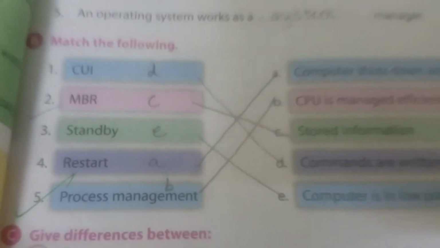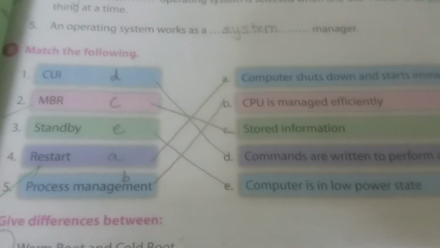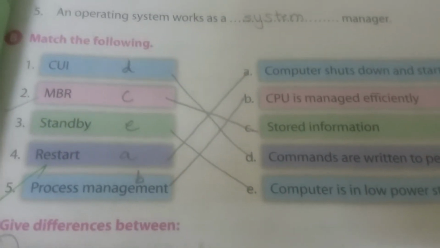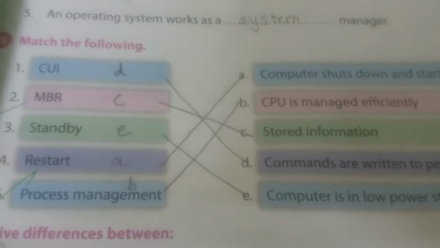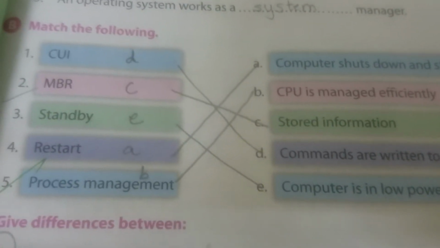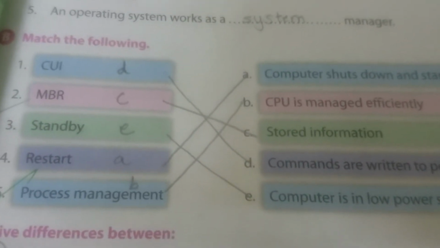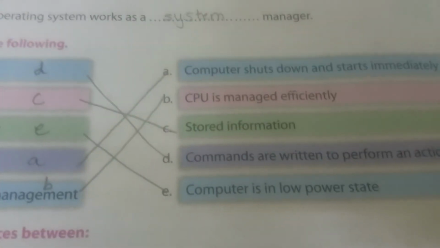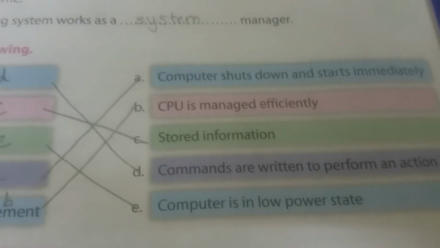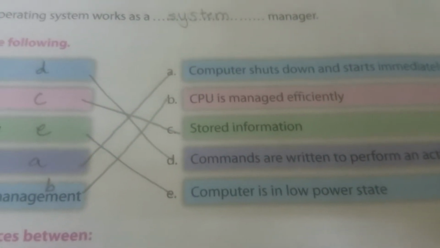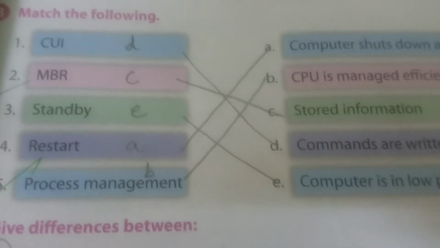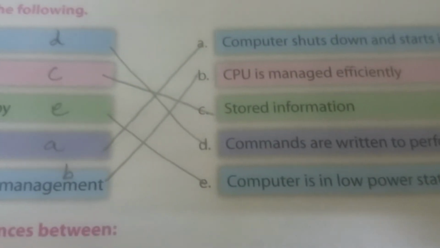Part B is match the column. First one is CUI, character user interface. In character user interface, part D, commands are written to perform an action. In character user interface, commands are written. D, MBR, stored information.